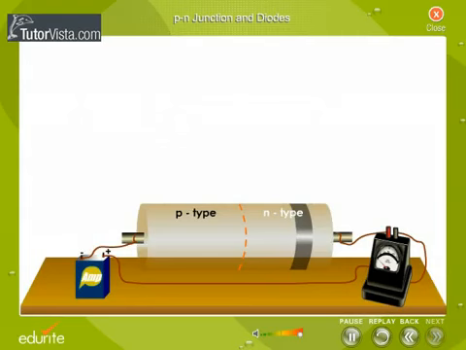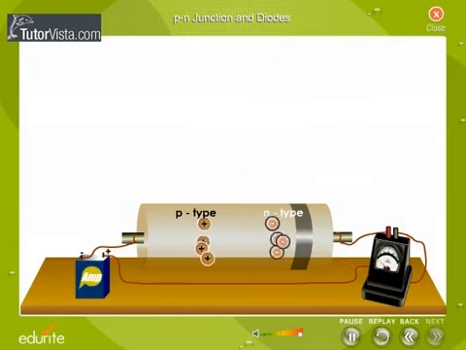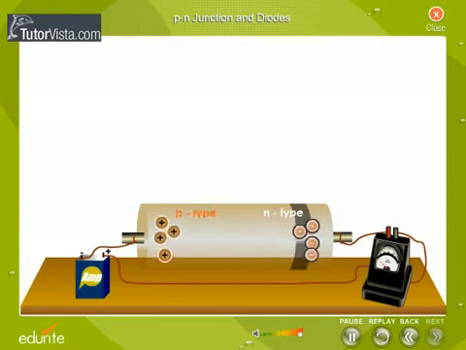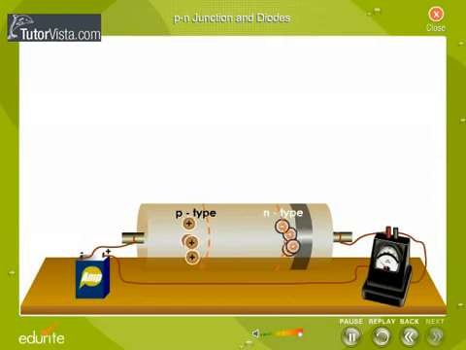Now, let us see what happens when the negative terminal of the battery is connected to P-type region and positive terminal to the N-type region. Observe whether there is any deflection in the ammeter. As no current flows through the circuit, the ammeter reading is 0. This is because the negative electrons in the N-type region get attracted to the positive terminal of the battery, and the positive holes in the P-type silicon get attracted to the negative terminal of the battery. That is, the reverse bias removes the majority carriers, thus increasing the potential barrier.